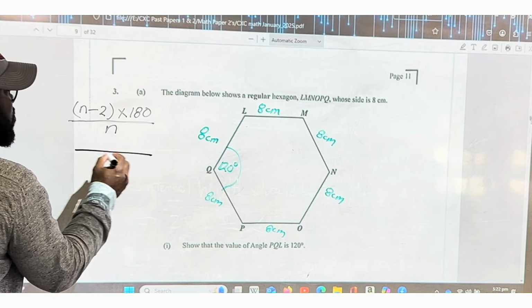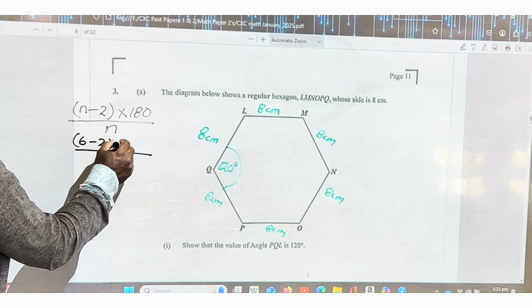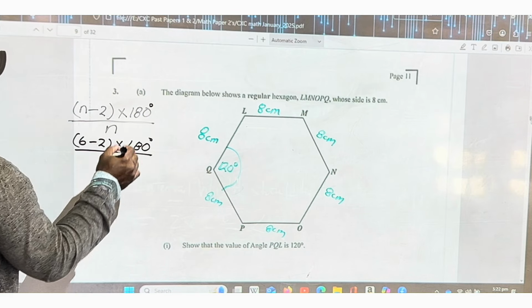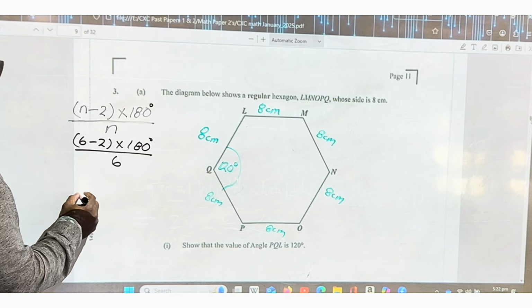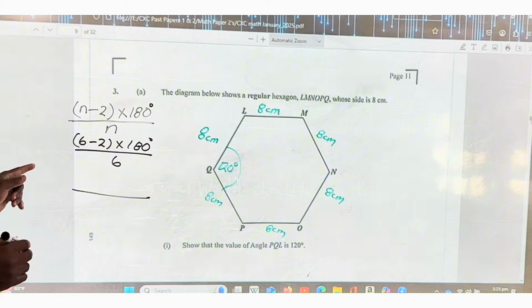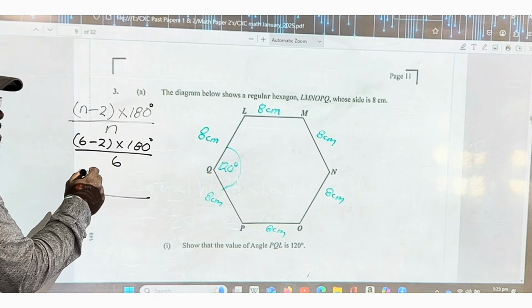So let's substitute: 6 minus 2, times 180 degrees, divided by 6. You did this already, by the way? We did one like it, but not this one. Good. So 6 minus 2, guys.